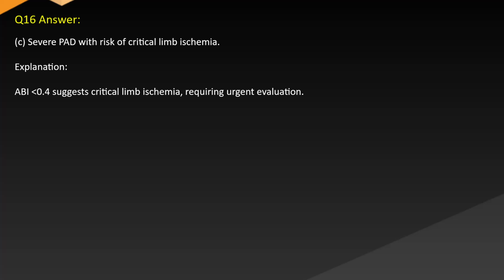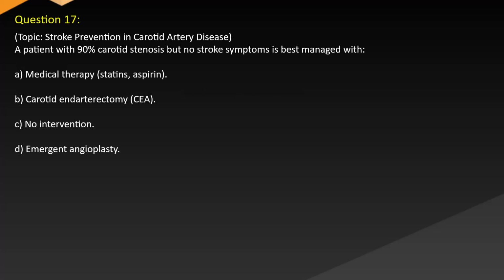Answer: C. Severe PAD with risk of critical limb ischemia. Explanation: an ABI of 0.4 or lower suggests critical limb ischemia requiring urgent evaluation. Question 17. Topic: Stroke prevention in carotid artery disease.